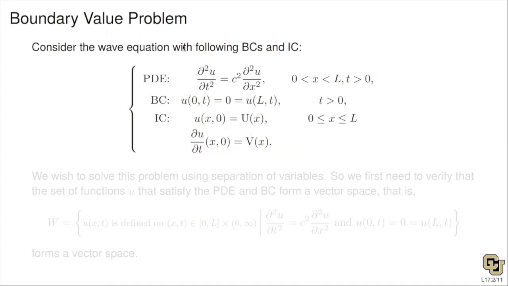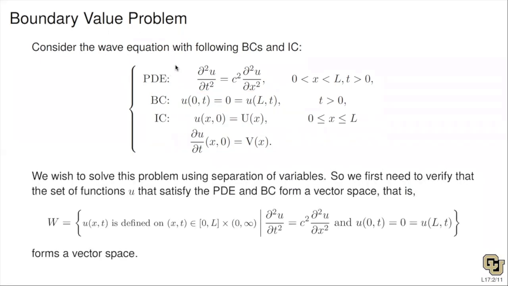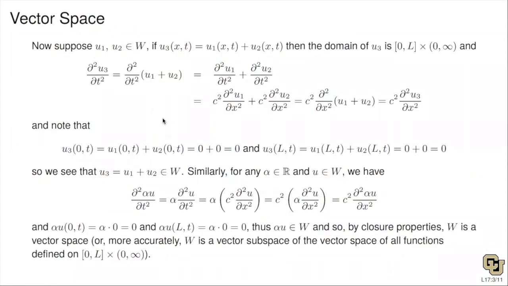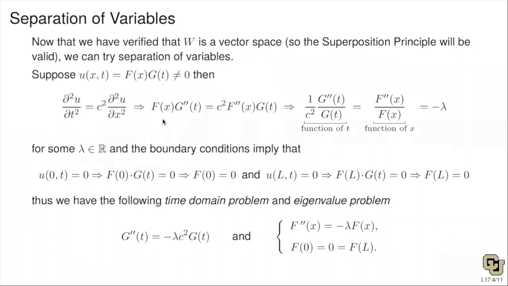And then here, the boundary condition indicates the string at the left and right end are fixed and that their vertical height is always 0. So the right and left end never move. And so, to begin the separation of variables, we can notice that the set of functions that satisfy the PDE and the boundary conditions form a vector space. That allows us, and that's what I showed here on this slide, to start separation of variables.